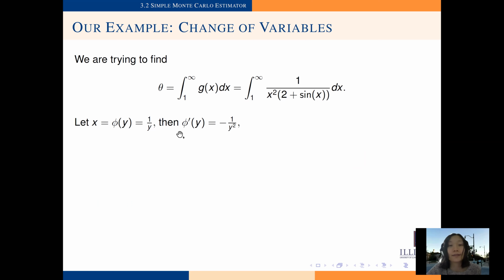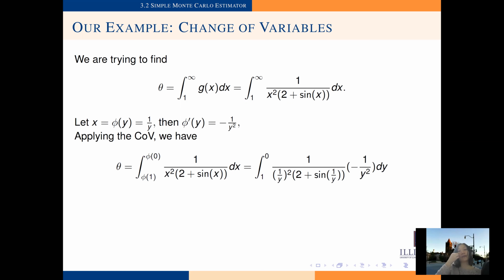And we can find its derivative, phi prime of y, which is given by negative 1 over y squared. Now we can apply the change of variable technique. And we have that theta, which is equal to the integral from 1 to infinity of the original thing, is equal to the integral from phi of 1 to phi of 0 of 1 over x squared times 2 plus sine of x dx.